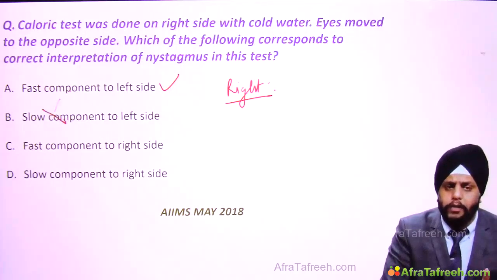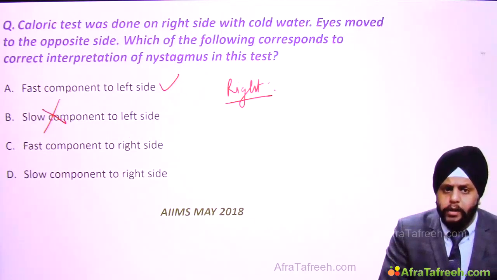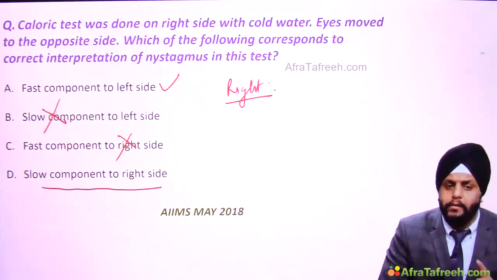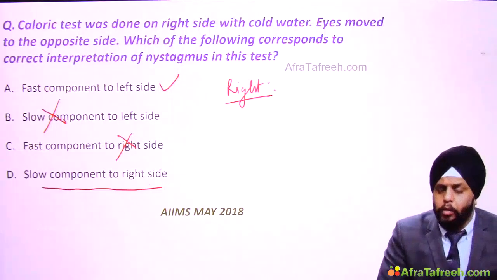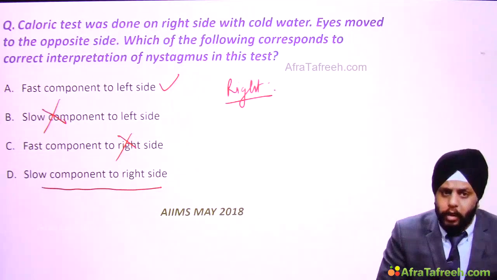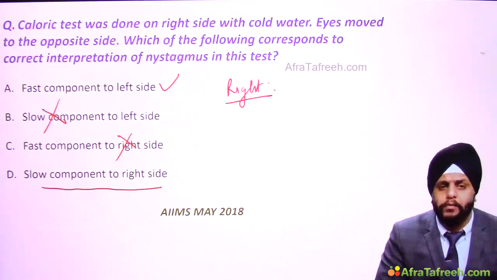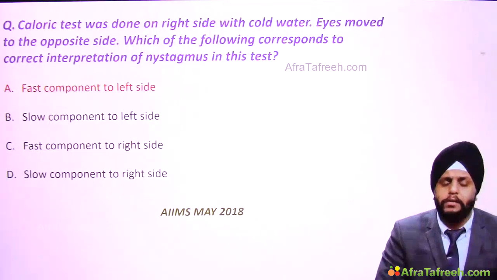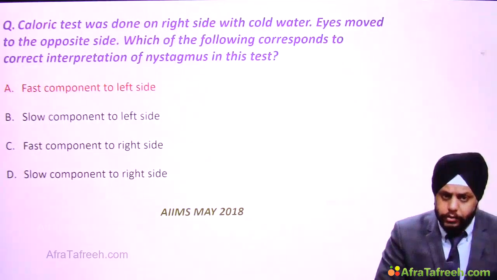Slow component to left side is wrong. Fast component to right side, that will be wrong. Okay, slow component to right side is there, but the slow component does not determine the nystagmus. Direction of nystagmus is given by the fast component. Okay, so choice A is the right answer in this question.